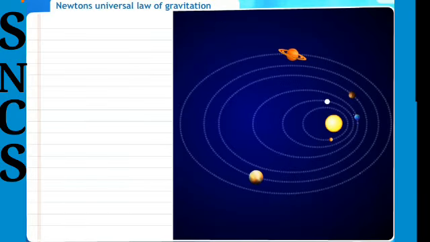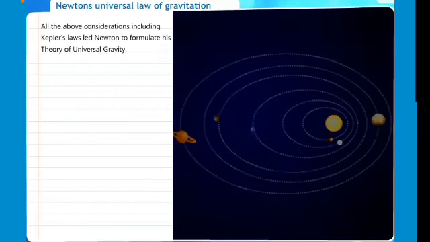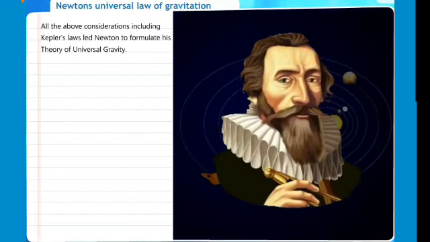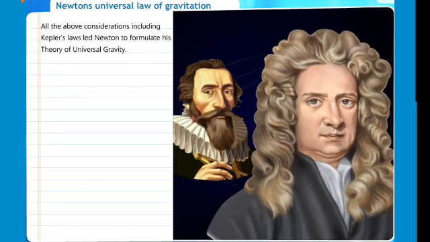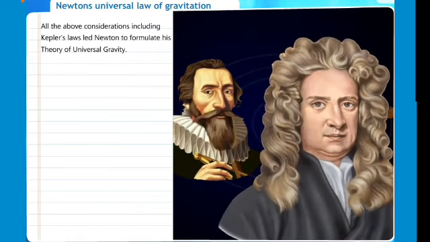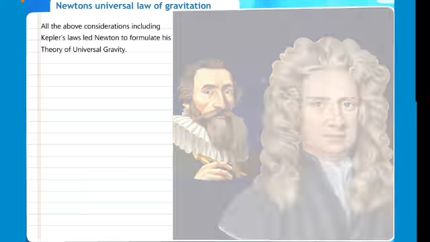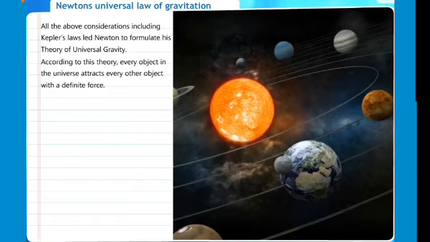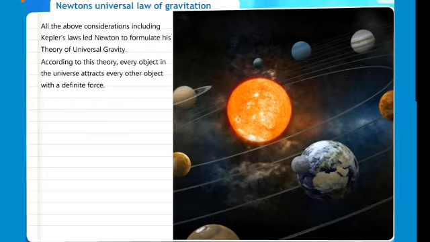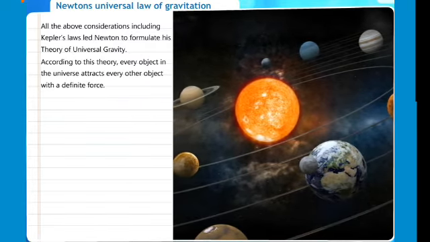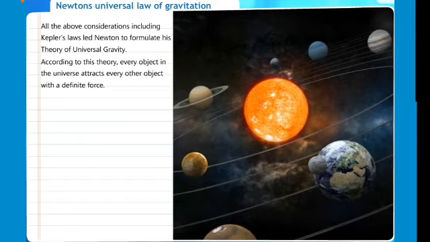So dear students, we will see now Newton's universal law of gravitation. All the above considerations, including Kepler's laws, led Newton to formulate his theory of universal gravity. According to this theory, every object in the universe attracts every other object with a definite force.